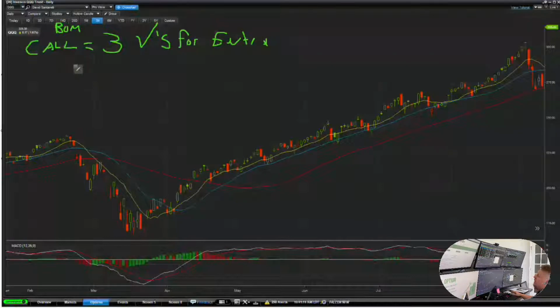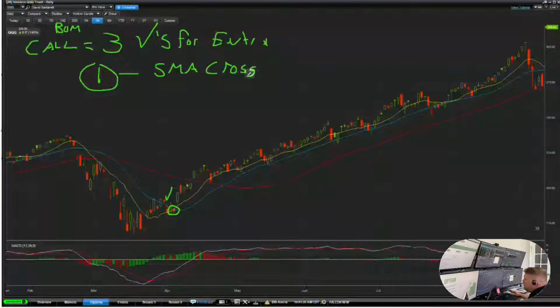Okay, so now here's the nice thing. A lot of people say, what type of expiration do you get? Well, first off here, number 1, you're looking for that 10-day crossing above now that 20-day. So there's check number 1, SMA cross. Now, number 2, the MACD already crossed back here when it was in no trade zone or consolidation. So you have your check mark there. MACD cross.